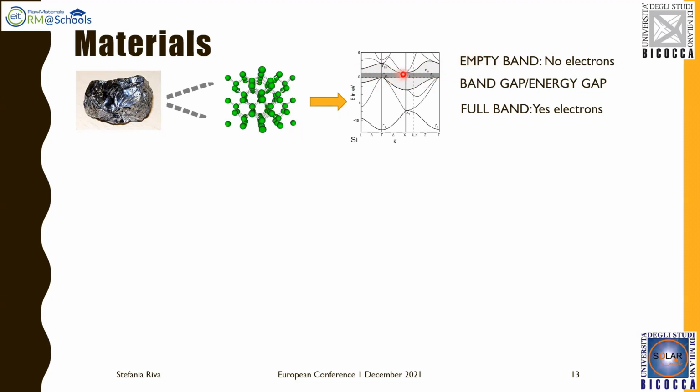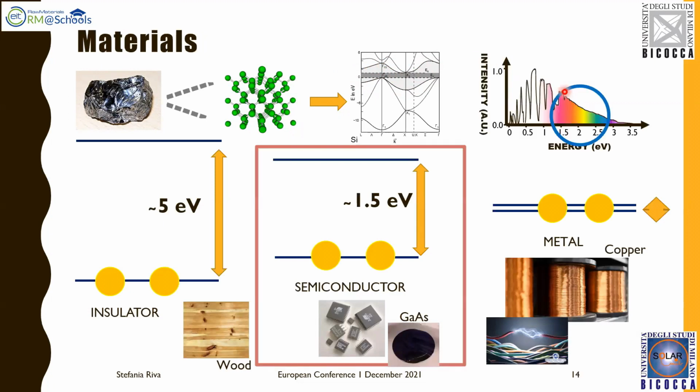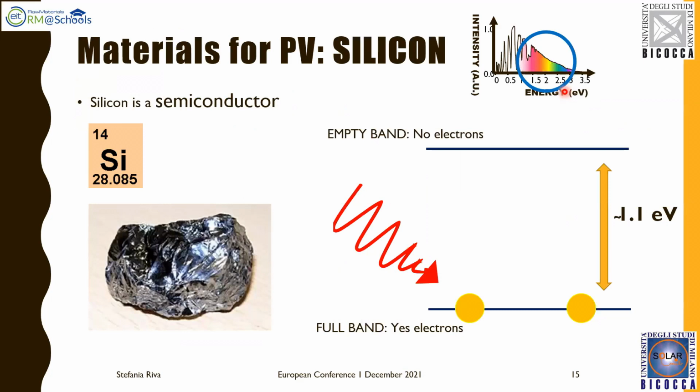The distance in energy between these two bands is called the energy gap. This is important because all materials can be classified according to this energy gap. Indeed, we can have insulators, semiconductors, and metals. But since we want to exploit solar energy, which is mostly in the visible range, so it's 1 to 3 electron volts, the best materials for this type of application are the semiconductors. In particular, in this case, here is silicon, with a band gap of 1.1 electron volts.